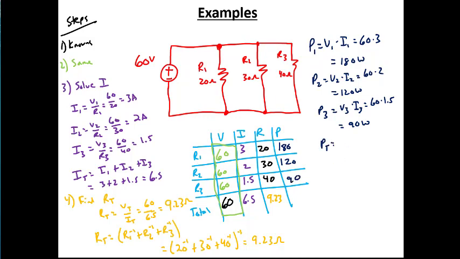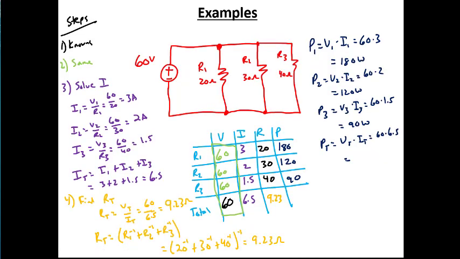And then P total is V total times I total. So that's going to be 60 times 6.5. And that's going to be equal to 390 watts. All right, so let's go and check that on our spreadsheet.